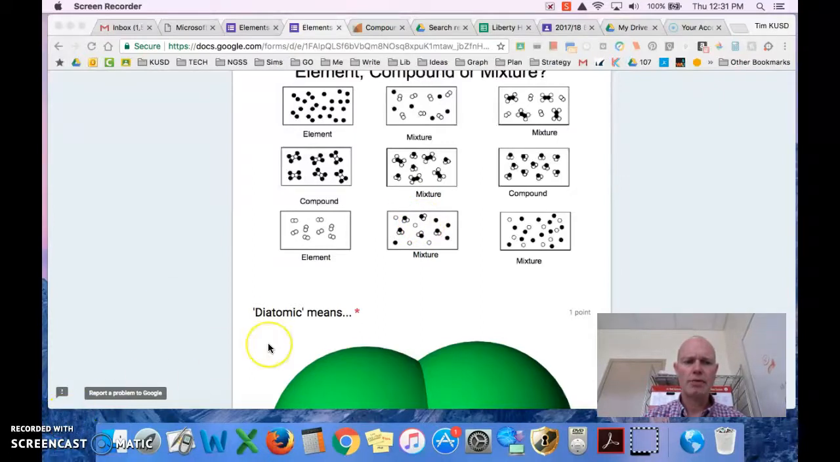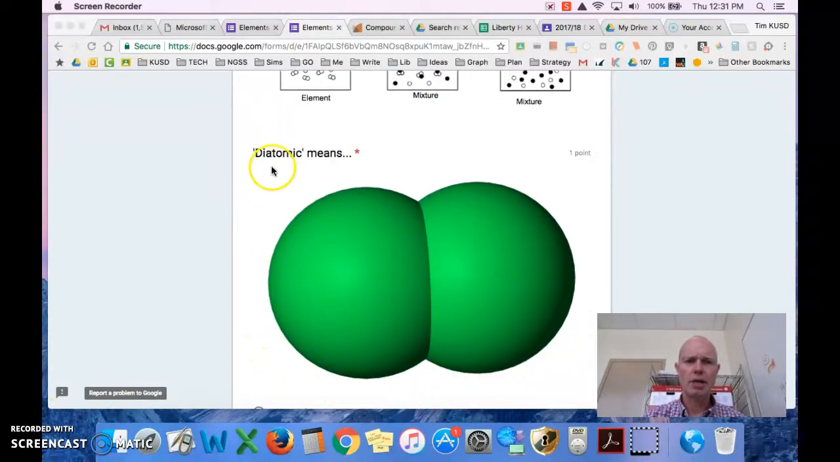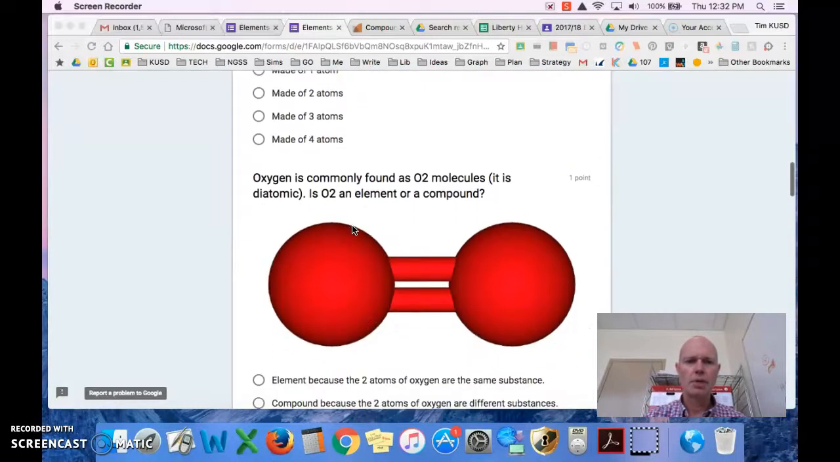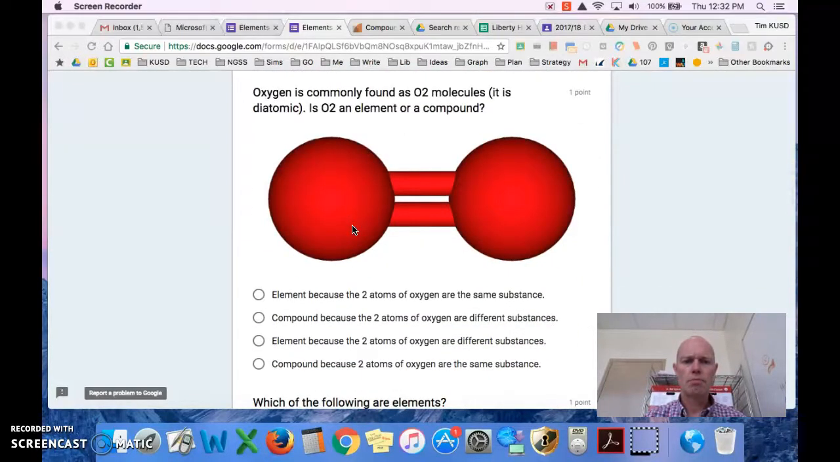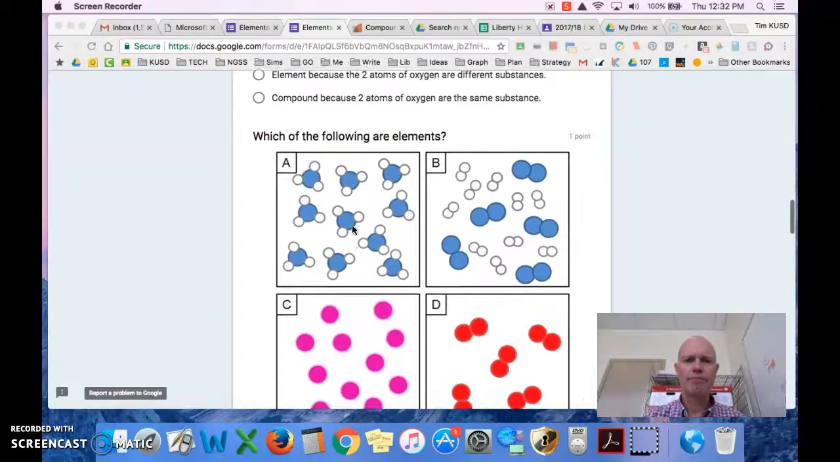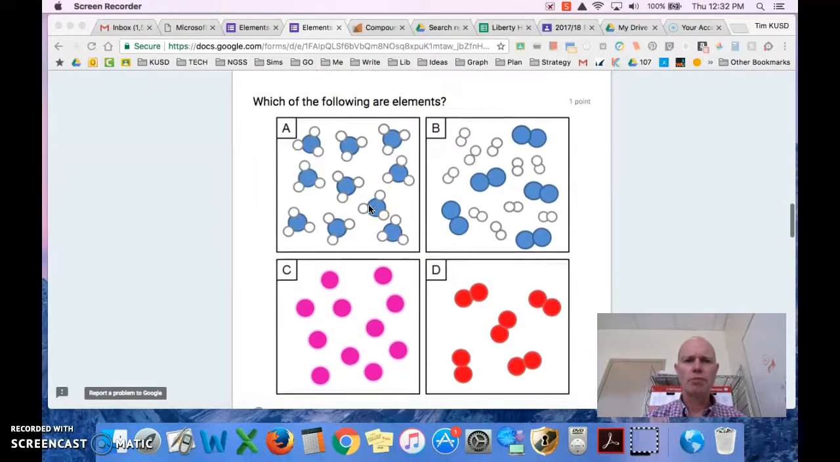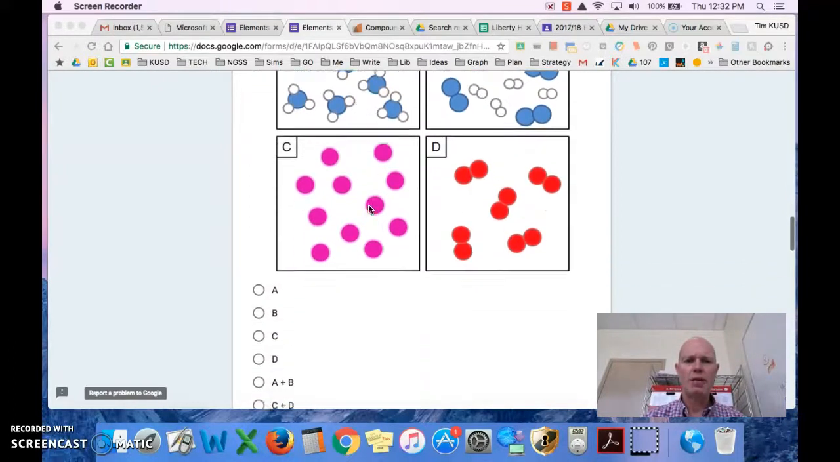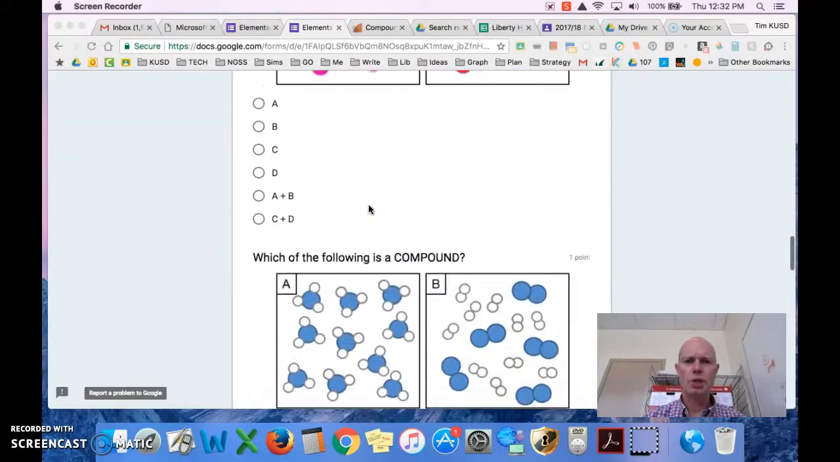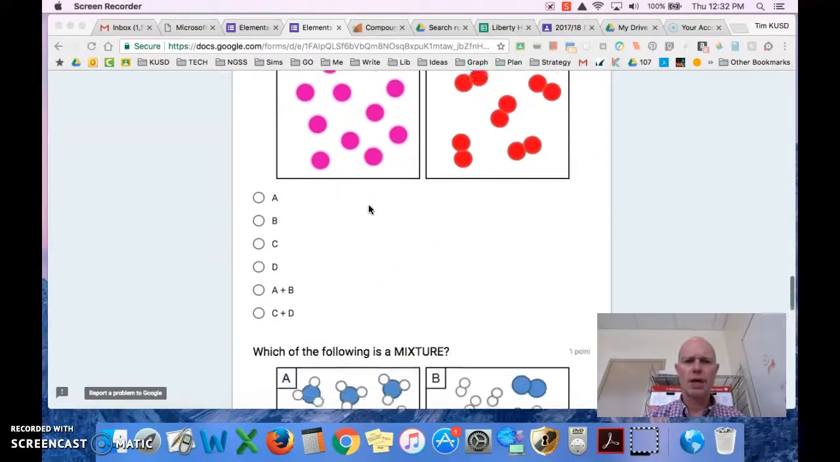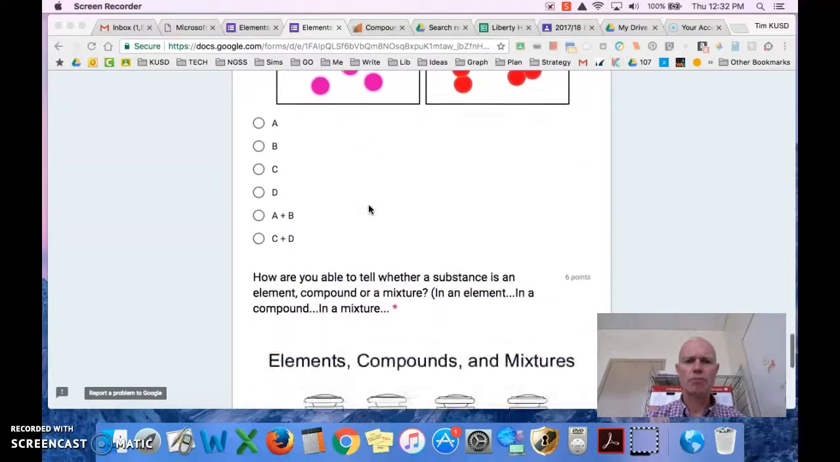Now answer this question. Diatomic. Di means two. Atomic, atom means atom. So two atoms. Which one is it? You should know it. All right, this one. This is where we use our knowledge. So there are two here that are elements. Which two? Which one here is a compound? Which one here is a mixture?